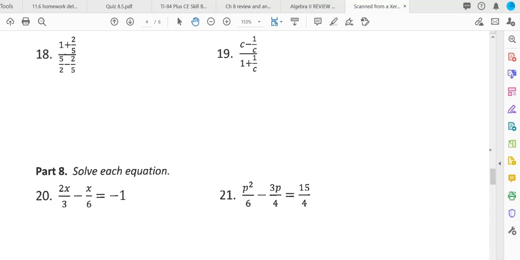Pretty intense fraction here, so you could do a number of things. My preferred method is just multiply numerator and denominator by 10 here. So if you do that, you get 10 plus 10 over 5 is 2, 2 times 2 is 4, you get 14. And if you do that here, 10 over 2 is 5, so 5 times 5 is 25, minus 10 over 5 is 2, 2 times 2 is 4. So that's over 25 minus 4 is 21. So that's 2/3.